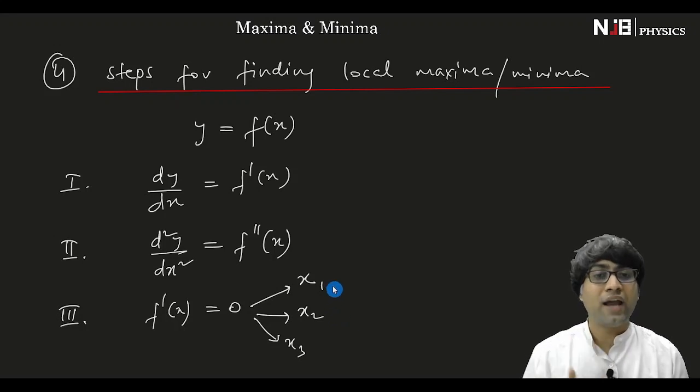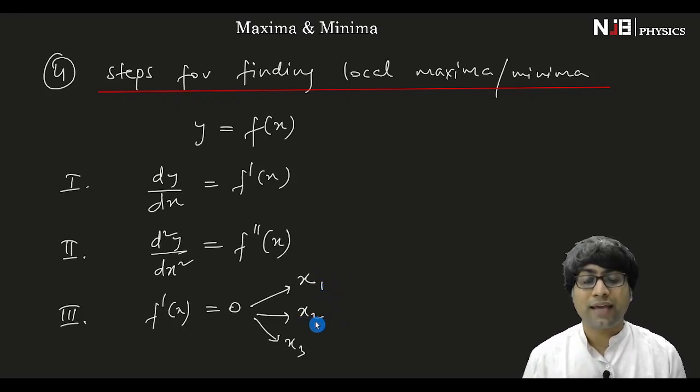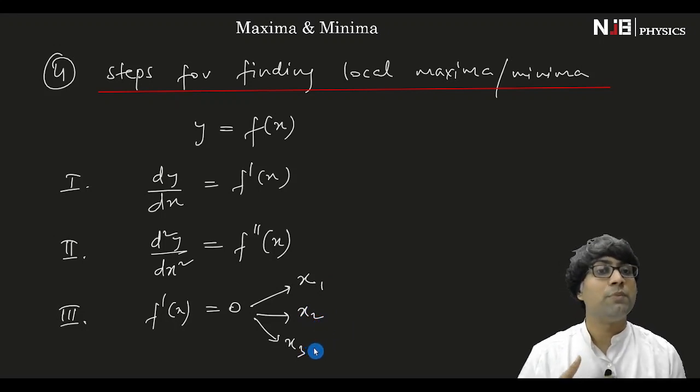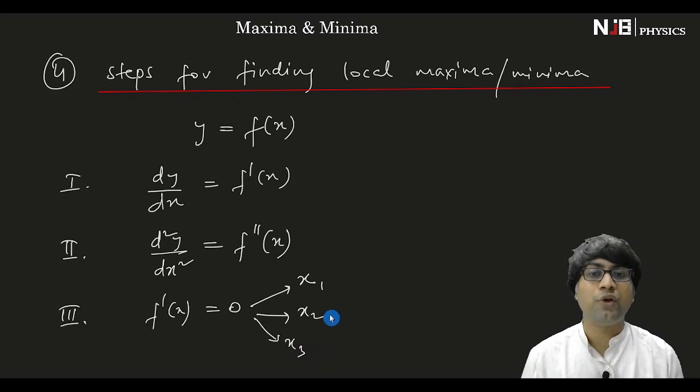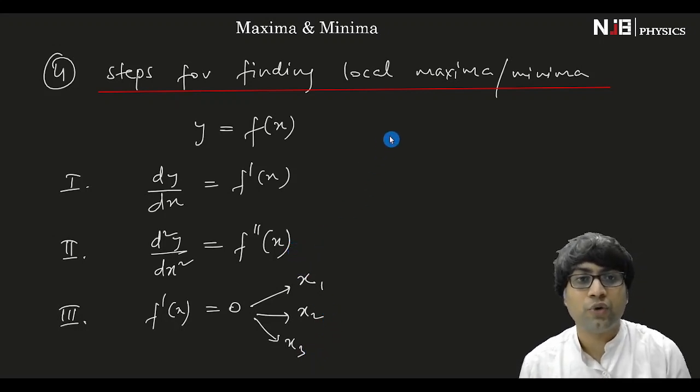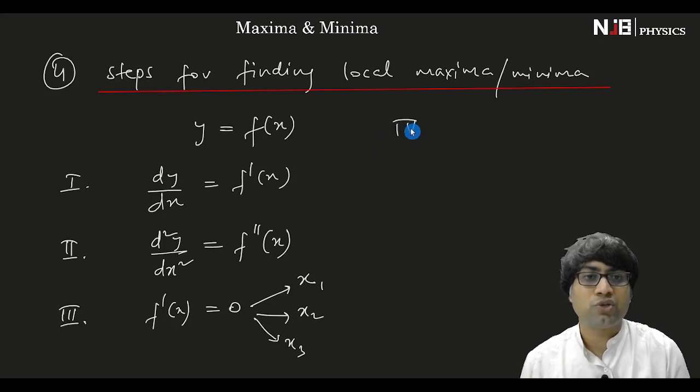Now we just need to find out whether at x1 there will be maxima or minima, whether at x2 it will be maxima or minima, or at x3 whether it will be maxima or minima. For that we are going to use this f double prime x. So how are we going to do it? The fourth step is that we find f double prime of x1. We will find f double prime of x2.